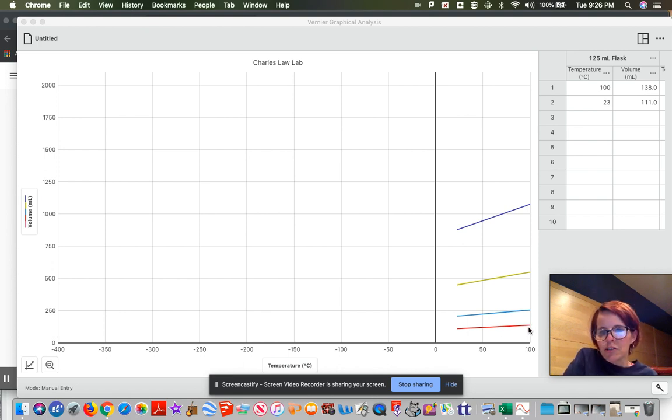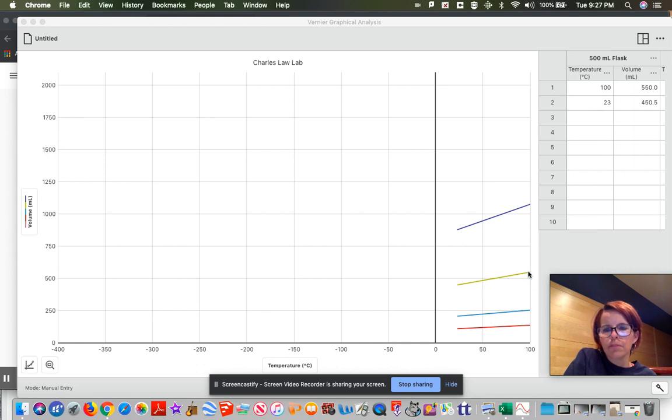Sorry. So here's the point at 100 degrees. And if we scoot all the way over across, that would be where 138 mils would be. So that's the first point, right there. And then the second point is 23 by 111, and 23 degrees would be right here. So 23 degrees and 111 is about halfway up there. So that's the first line. We made a line between those first 2 points. Then we did each one of the flasks, and each one of the flasks is represented by a different color line. So I'm going to keep going.